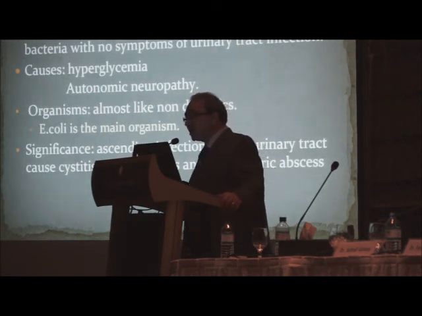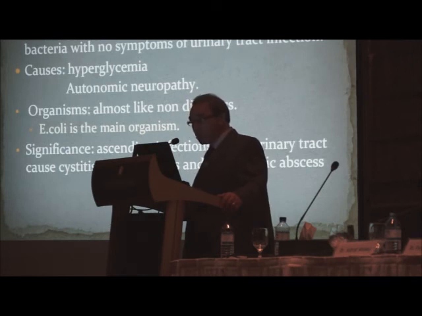The next infection is asymptomatic bacteriuria. Asymptomatic bacteriuria is defined as presence of more than 100,000 CFU, colony-forming units, of organism in 1 milliliter of urine in 2 consecutive samples of clean catch urine of the same strain of organism. Why is asymptomatic bacteriuria common in diabetic females in general? Here we are concentrating on diabetic females. The first cause is hyperglycemia that gives a good environment for the organism to develop in the urine, and the second is stasis of urine due to autonomic neuropathy, as we mentioned before.